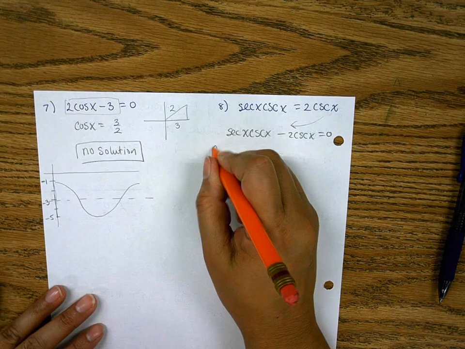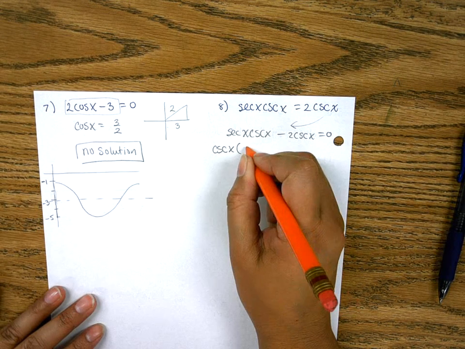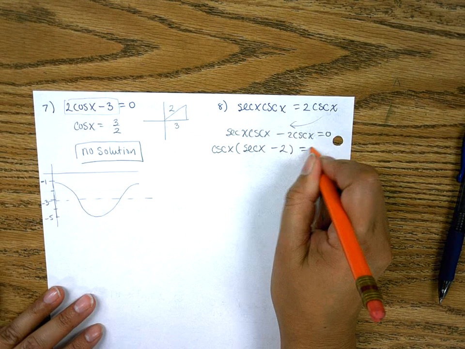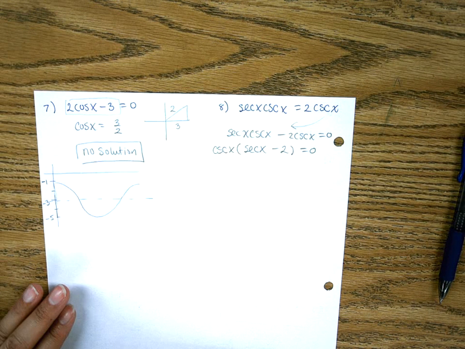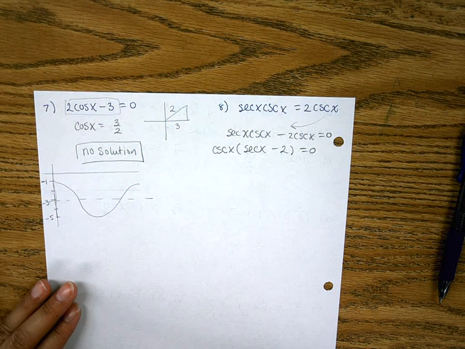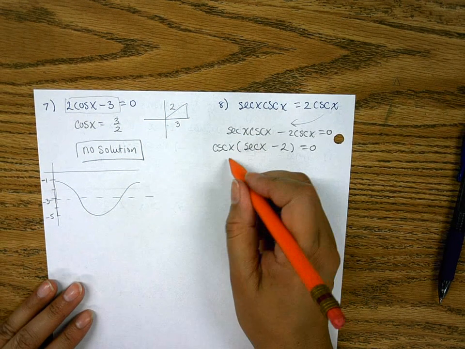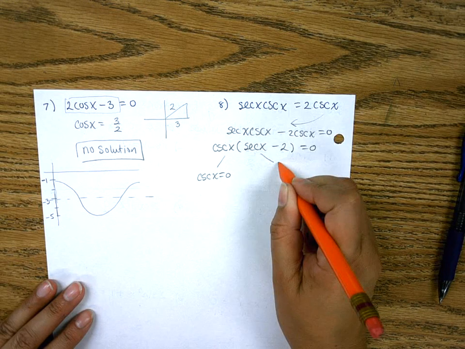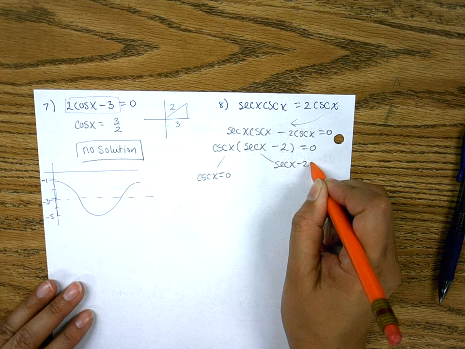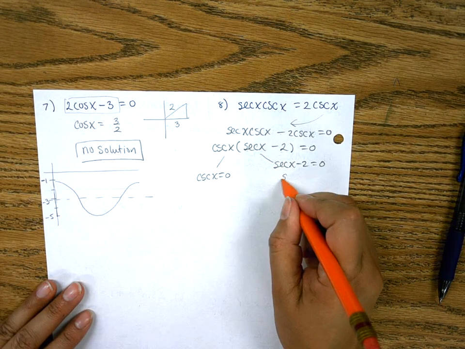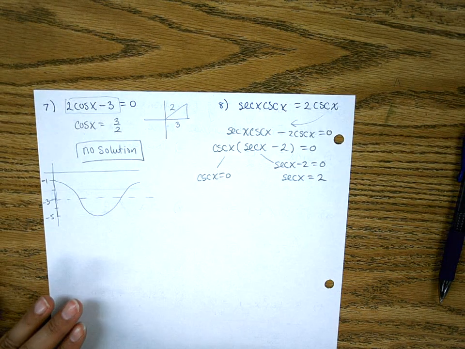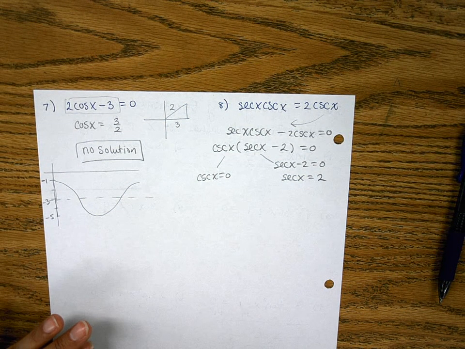And then I'm hoping you recognize that there is a GCF. Cosecant x parentheses secant x take away 2 equals 0. And then zero product property. Cosecant x equals 0. Secant x minus 2 equals 0. Add your 2 over. Secant x equals 2.